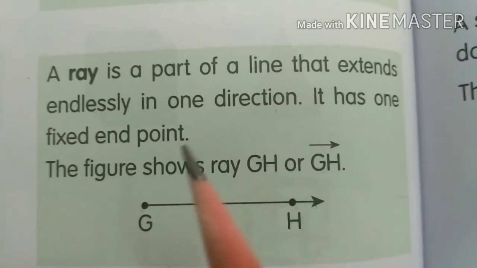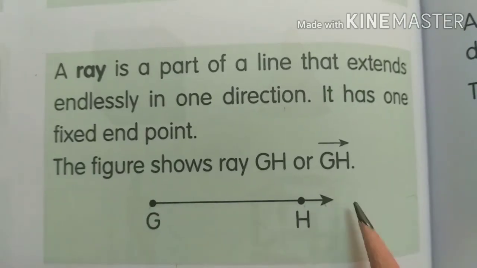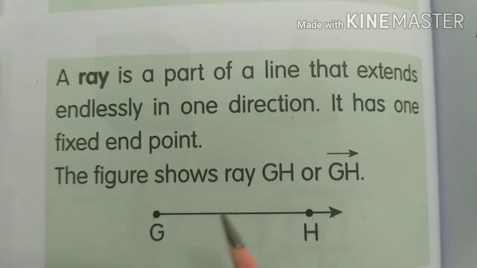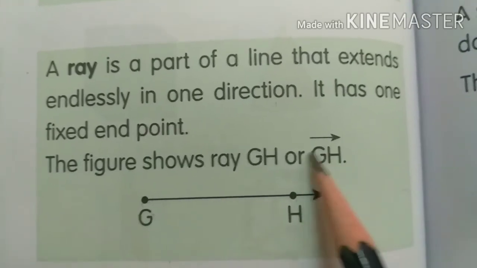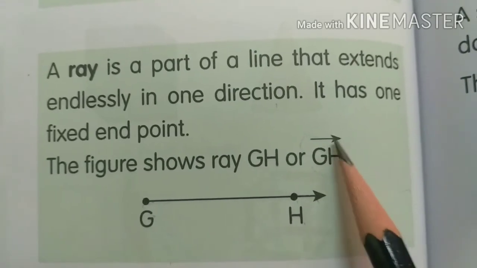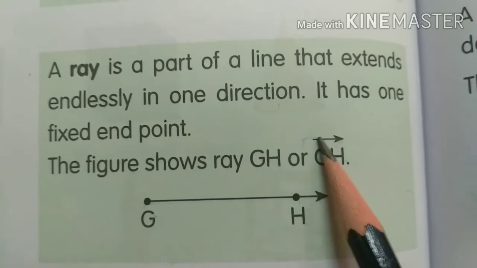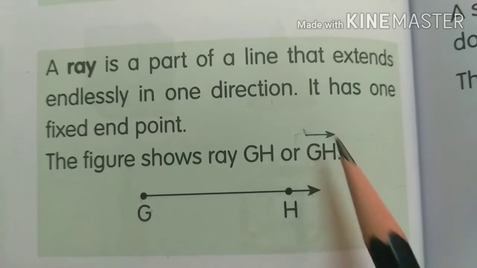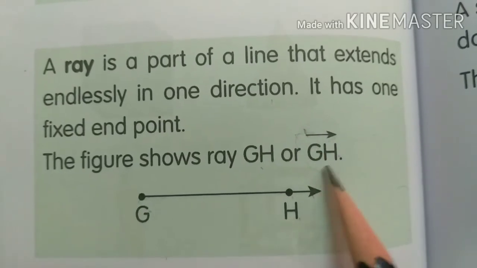See, it has one fixed end point. It has only one fixed end point. The other side will extend continuously. The figure shows ray GH. This is the short form of ray GH. This arrow means one side will extend continuously, and the other side has an end point. Okay, this is ray GH, and the short form of ray GH is this one.